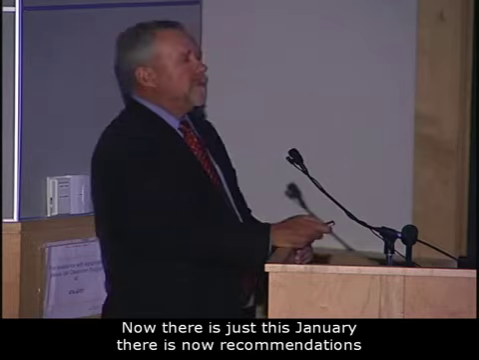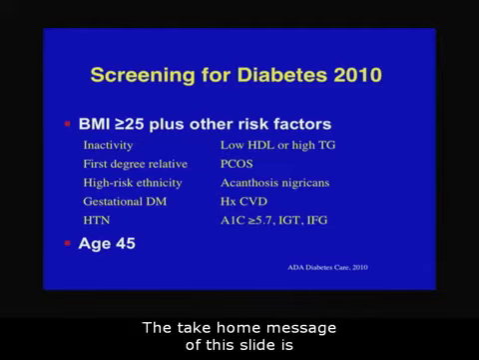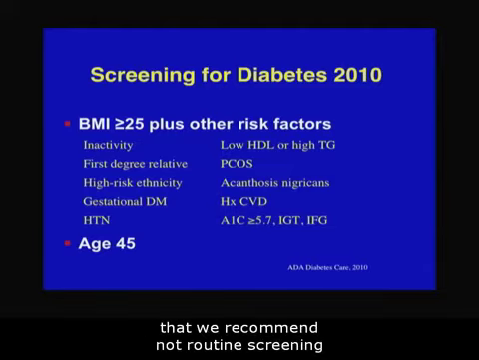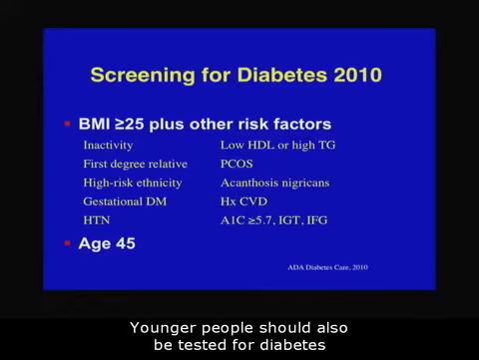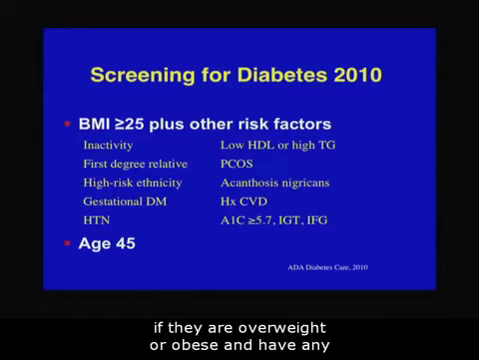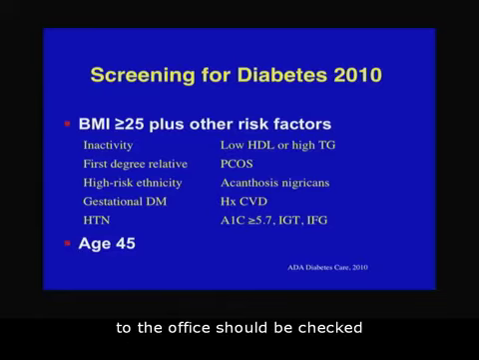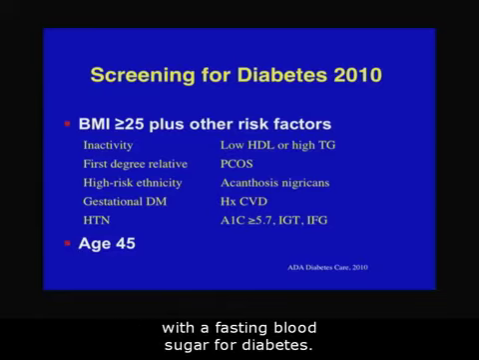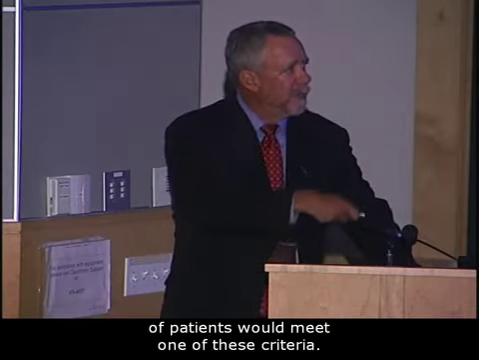Now, just this January, there are some new recommendations of how to care for patients with diabetes. The take-home message of this slide is that we recommend not routine screening of all people for diabetes, but all people over 45. But younger people should also be tested for diabetes if they're overweight or obese and have any of these other risk factors. So at least 2/3 of the people, if not more, with all these conditions, when coming to the office, should be checked with a fasting blood sugar for diabetes. So at least 2/3, maybe 80% of patients would meet one of these criteria.